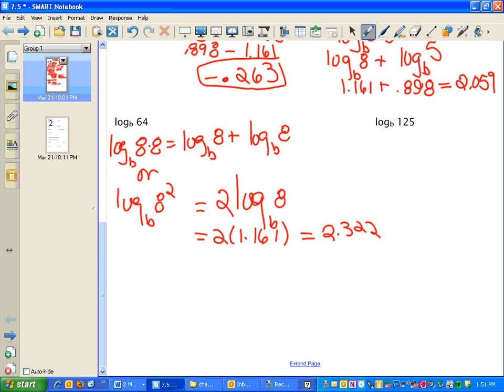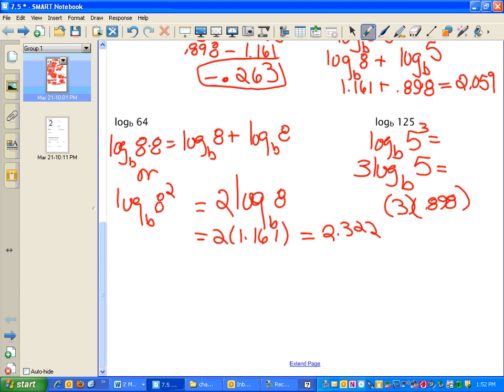I mean, sometimes, yes. Okay. 125. If all I have are 8s and 5s, then how do I get 125? 5 cubed. Log base b of 5 cubed. Expand it out. 3 log base b of 5, and what is log base b of 5? Is it 0.898? And what is that? It is 2.6.